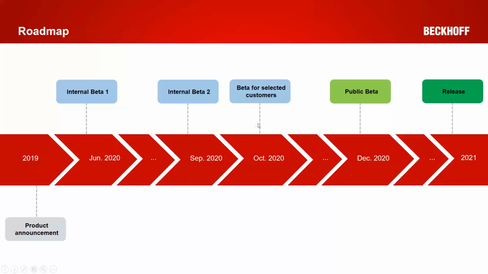And then we will have a beta for selected customers in October. And of course, a public beta will follow shortly after, so probably around December. It depends a little bit on the feedback that we receive from the internal beta version and from the selected customers, but we expect to have a release available early 2021, maybe earlier. It depends on some more development milestones in the background. But I'm very positive that it will be early 2021 and not late 2021.